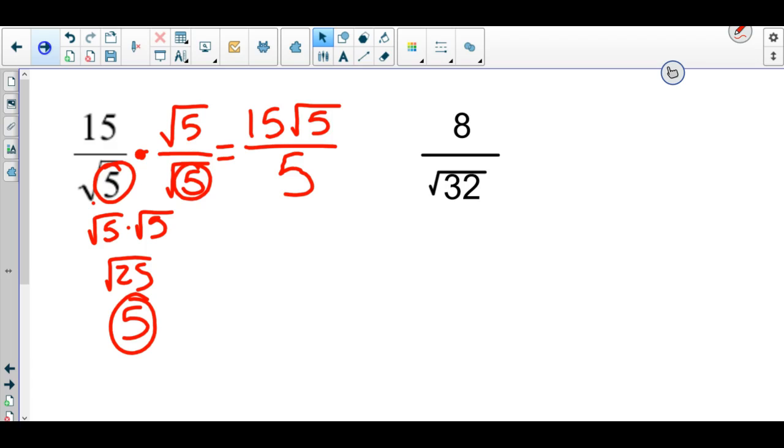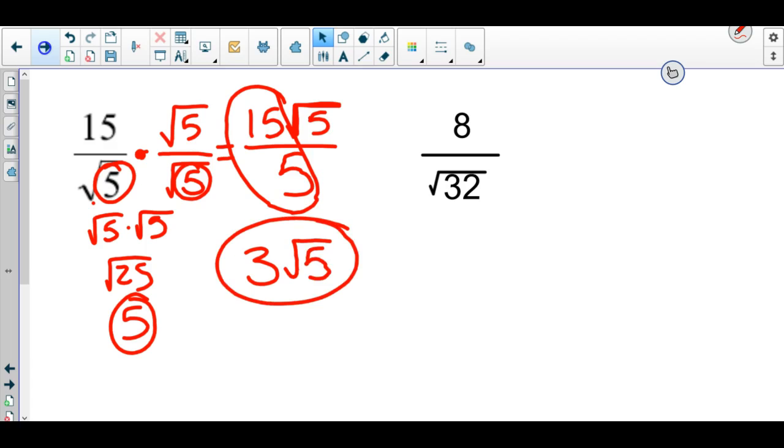15 root 5 over 5. I already know the square root of 5 can't be simplified because that is prime. There's no prime factoring I can do, but I can simplify 15 over 5. That gives me 3 root 5.